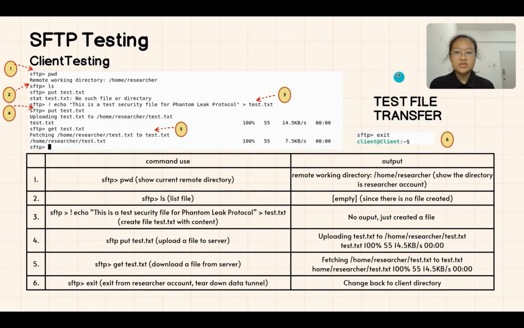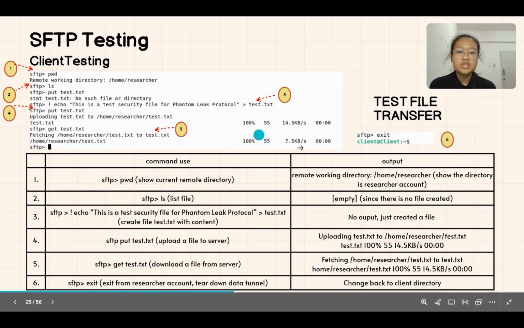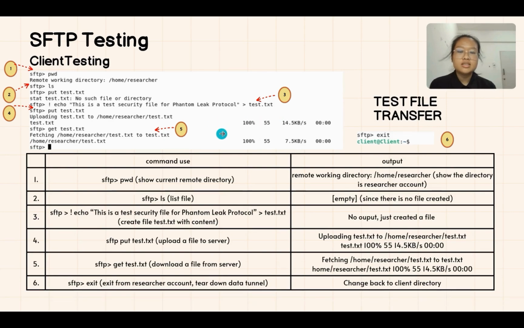Next is the test file transfer, where this is the command that I use in the file transfer testing. And the most important part is the put test TXT and also the get TXT. Here it shows the get percent, which indicates that the file was successfully transferred. And when we exit, it will tear down the tunnel.